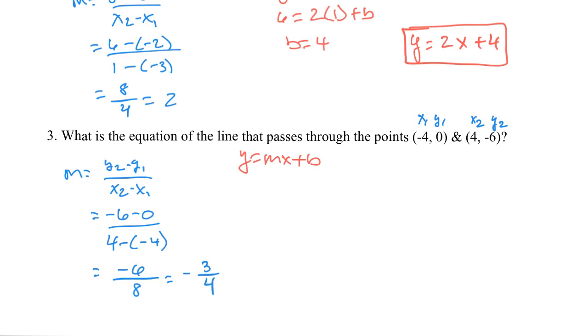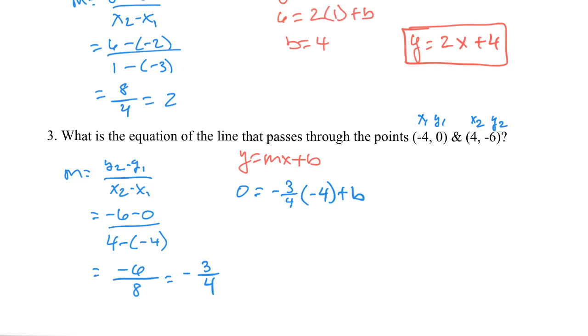Now again, I just have to find my b. So I'm going to choose one of my points. I'm going to choose negative 4, 0, just because I think it's easier. And I'm going to plug those in for my x and my y. I just found my m, and now I can solve for b. So my y is 0, and my x is, oh, first I need my slope, my m, negative 3/4 times negative 4 plus b.